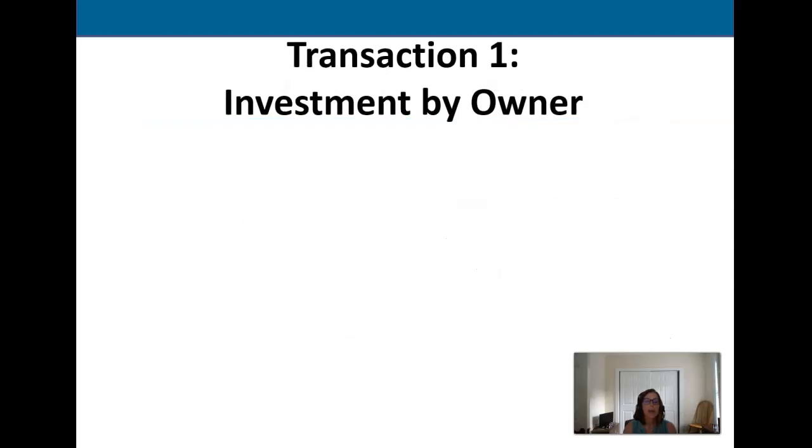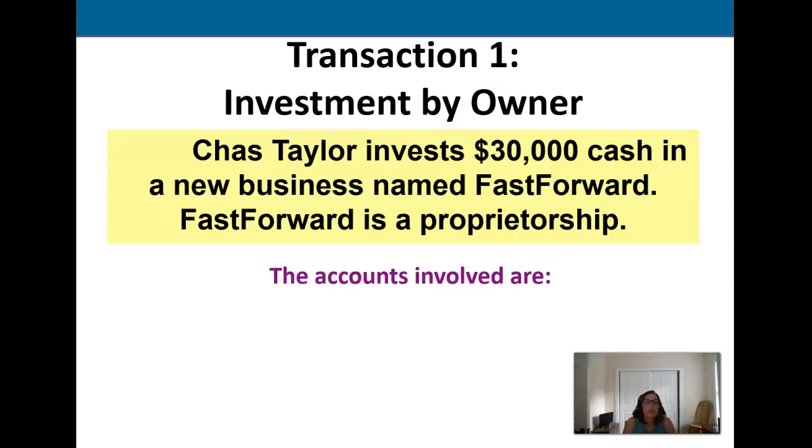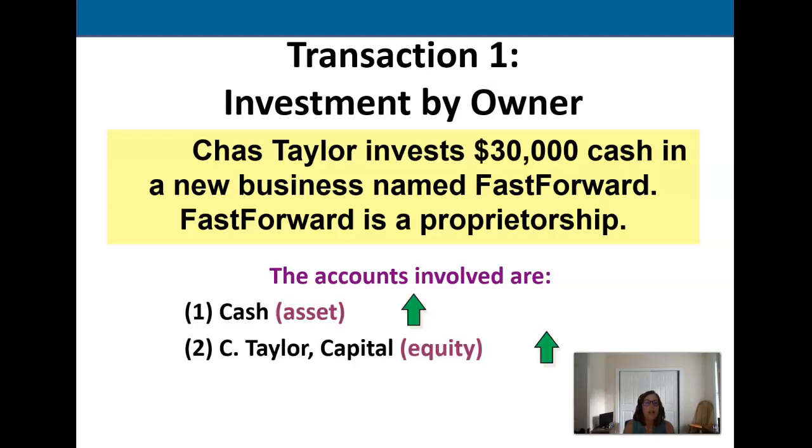So we're going to start with transactions, and the first place that a company starts when it opens up is it's got to start with some money. So generally, you're looking at an initial investment from an owner. And in this case, we have Chaz Taylor, who's investing $30,000 in cash in a new business named Fast Forward. Fast Forward's going to be a proprietorship, so it's just going to be Chaz involved. And so the accounts that we have involved here are cash, because that's what Chaz is going to give, is $30,000 in cash. And we are going to record that in the equity account called C.